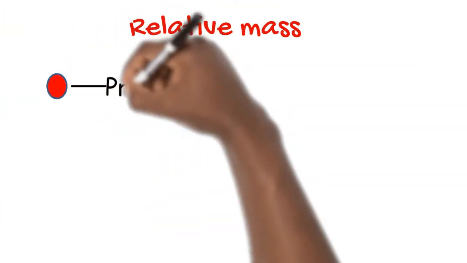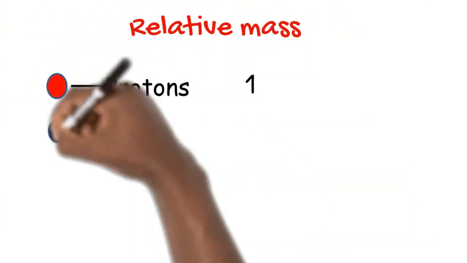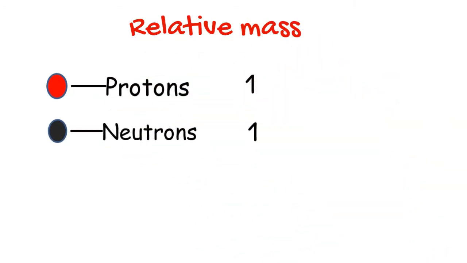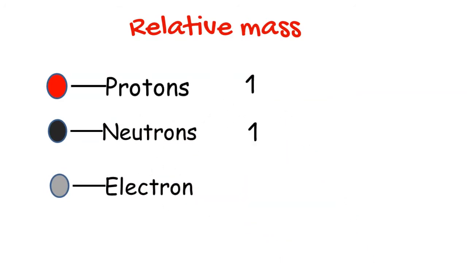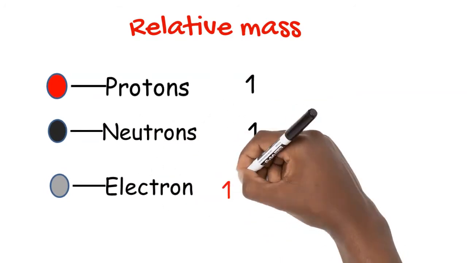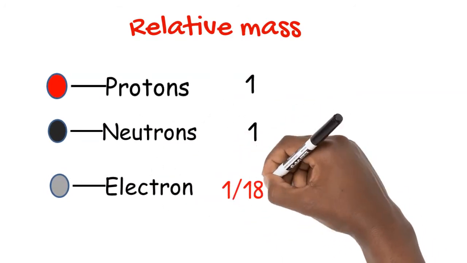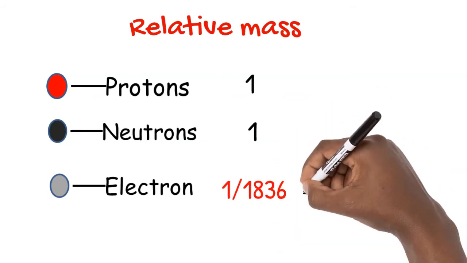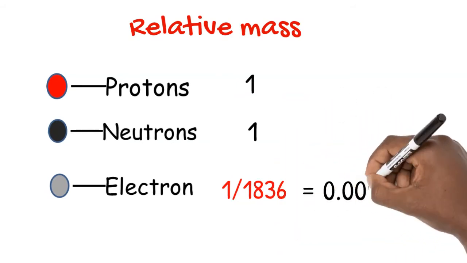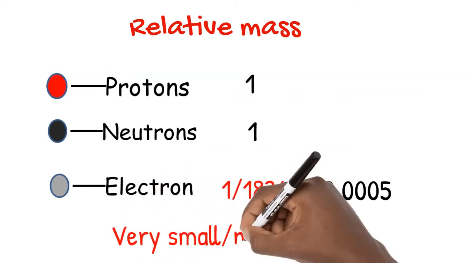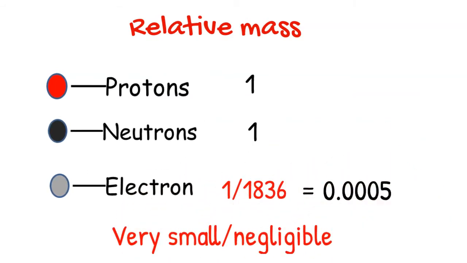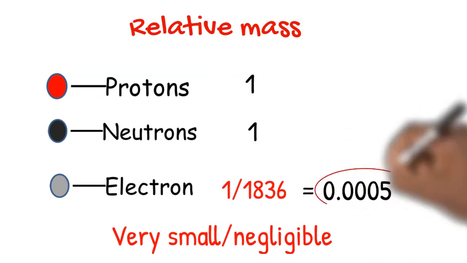So the mass of the proton is 1 atomic mass unit. Neutron is also 1, but the electron is even smaller, which is like taking 1 atomic mass unit and dividing that by 1,836, which is 0.0005, which in the exam you can call small or negligible, but I always advise my students to learn this number.